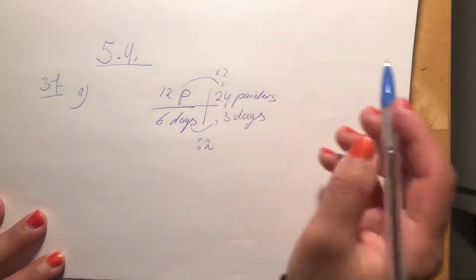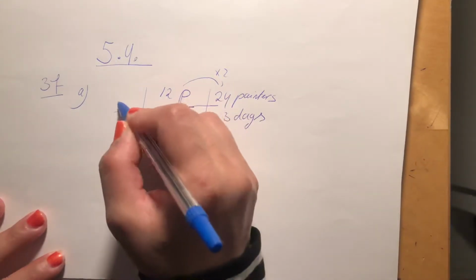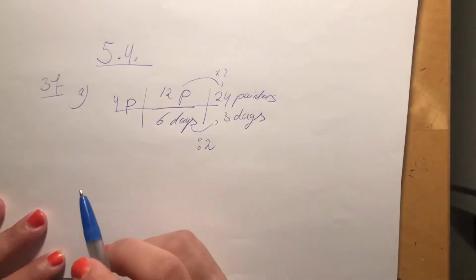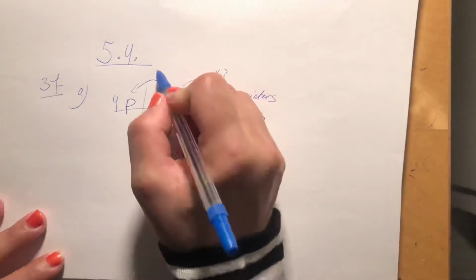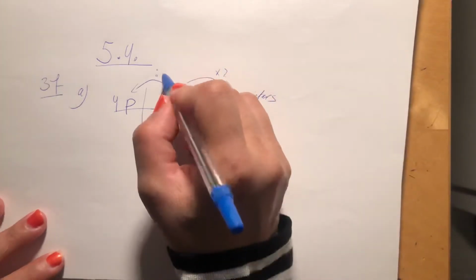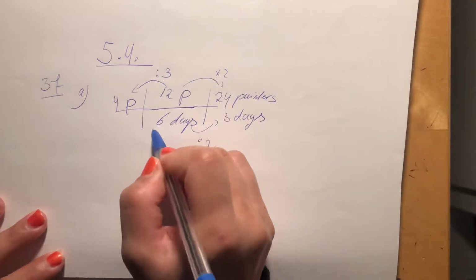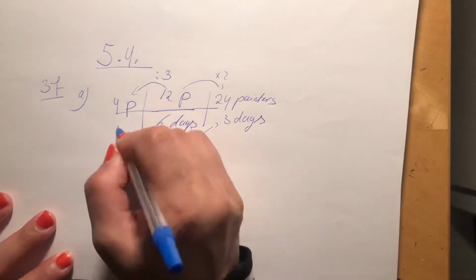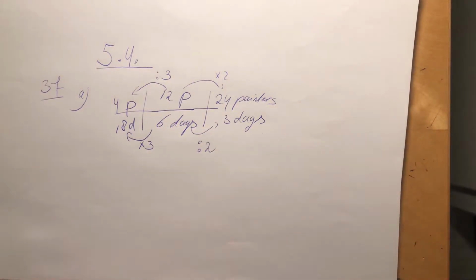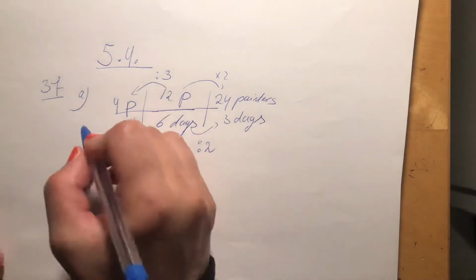And suppose that there are only 4 painters. I'll put it on this side, 4 painters. Okay, from 12, we know it's 6. We need to divide by 3. And then, of course, it takes longer, so you multiply by 3. You get 18 days. Yeah, so this is question A.